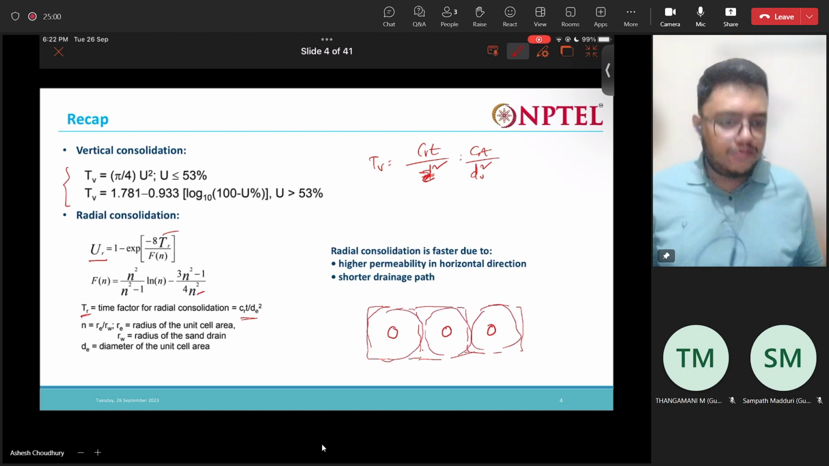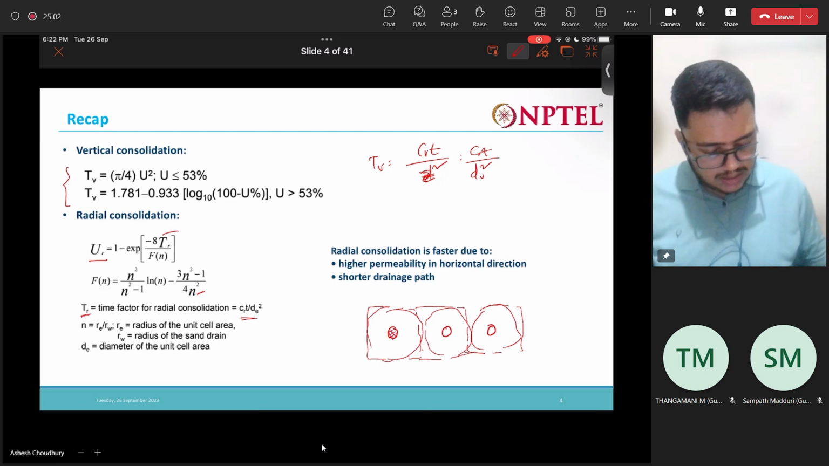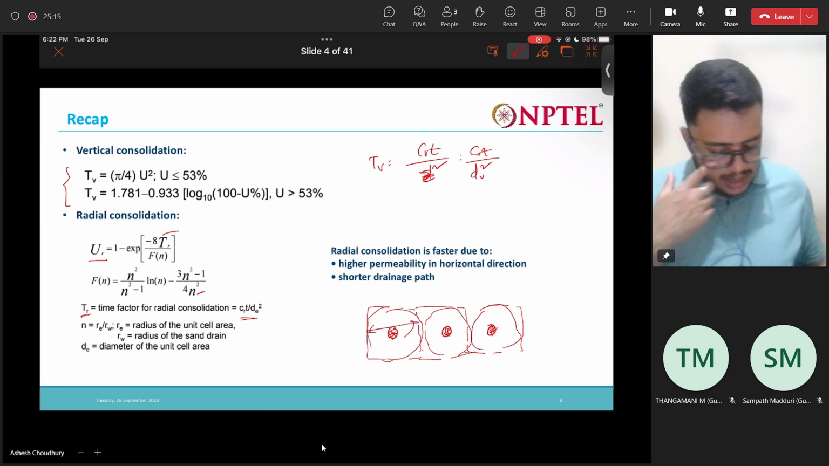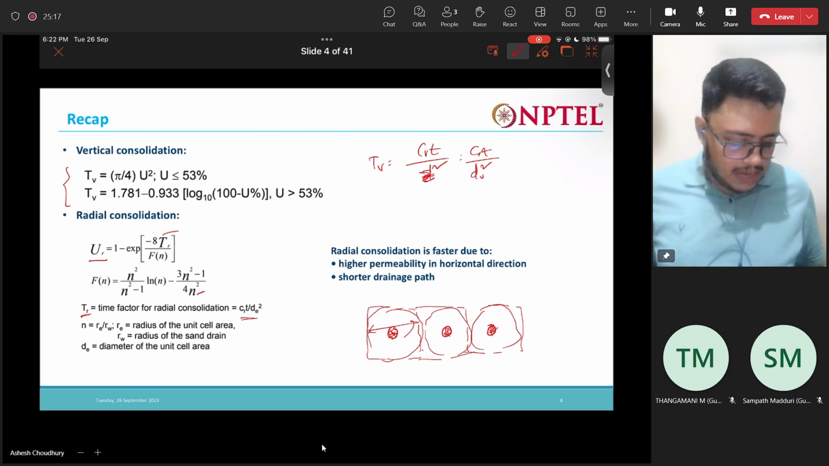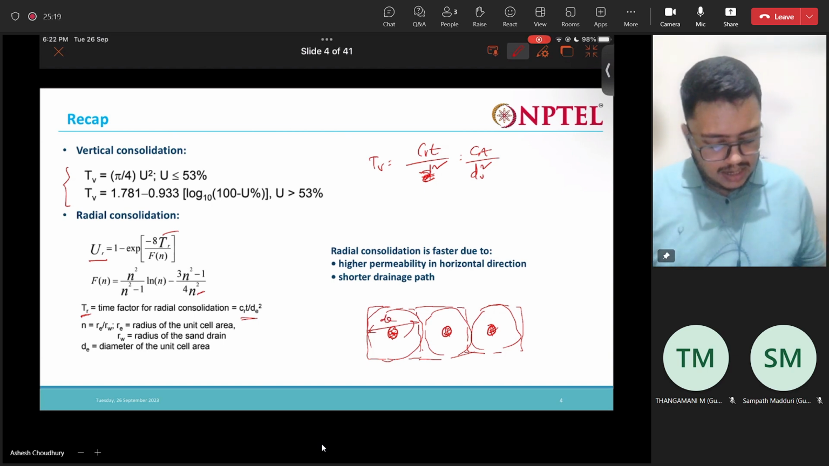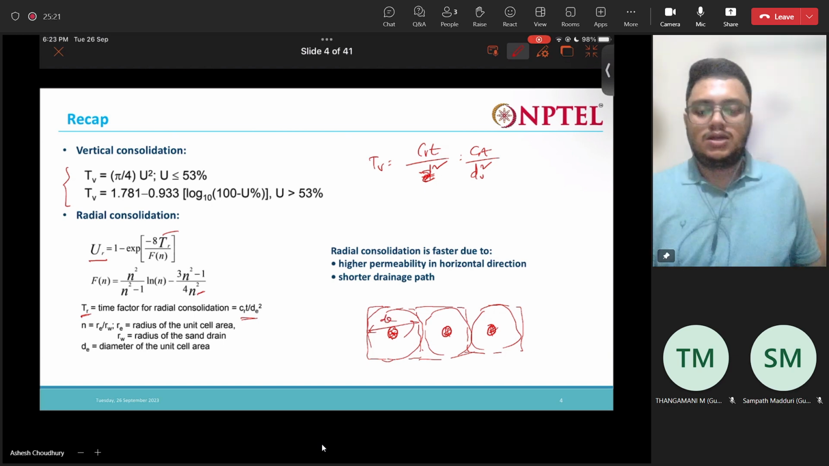Okay, this is the influence area of each of the sand drains. That is the unit cell. RW is the radius of the sand drain, and RD is the radius of this unit cell. D is the diameter of the unit cell, and RD is obviously half of that.